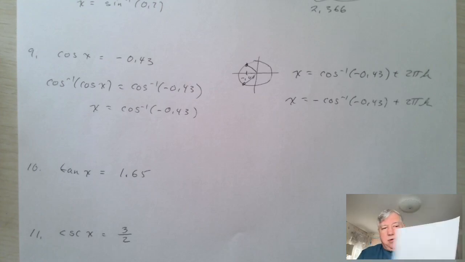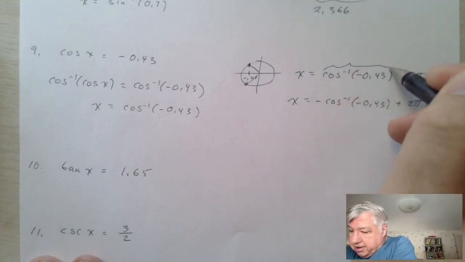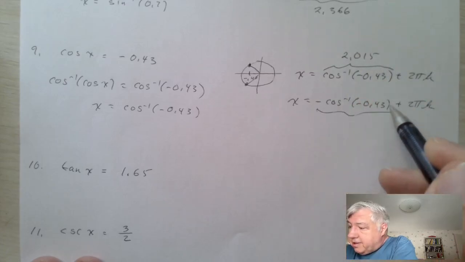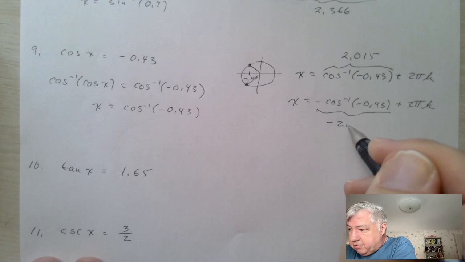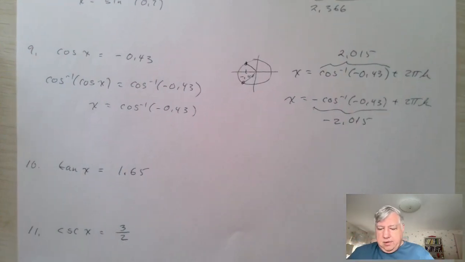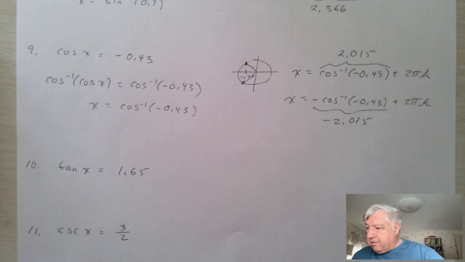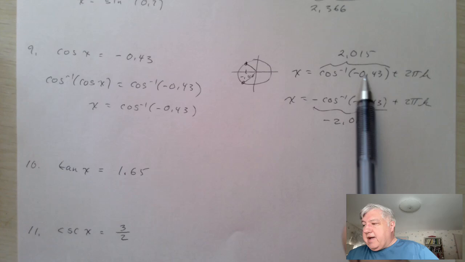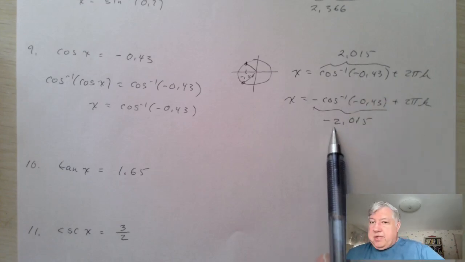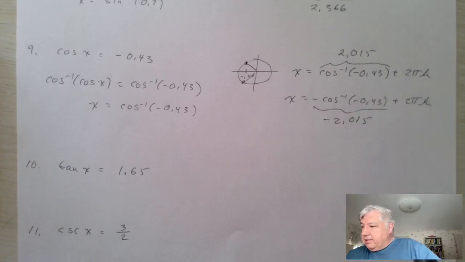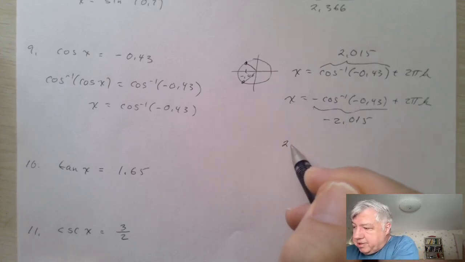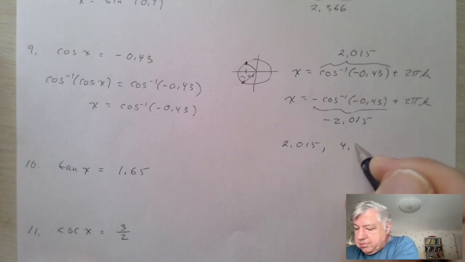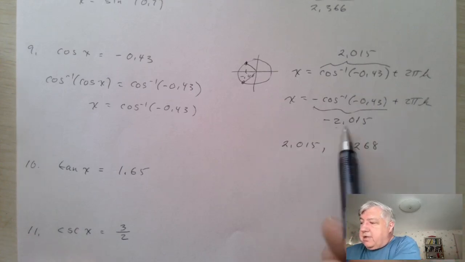Now on your calculator, this value turns out to be 2.015, and of course then this will be negative 2.015. So you can go ahead and plug in some values here. If you want to find the first two positive values, this would be the first one, and then the next one would be this number plus 2 pi. So the first two positive values would be 2.015, and then 4.268. That's this number plus 2 pi.